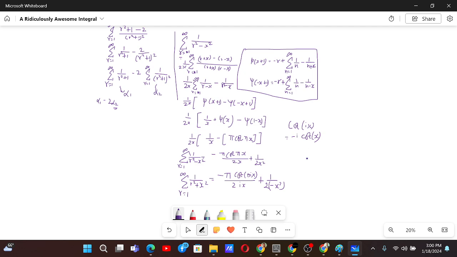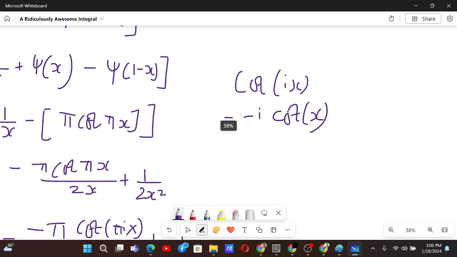Now to derive this formula, we can go from the definition. Sorry, not cot, this is minus i cot x. To derive this formula, cot x is cos x by sin x.